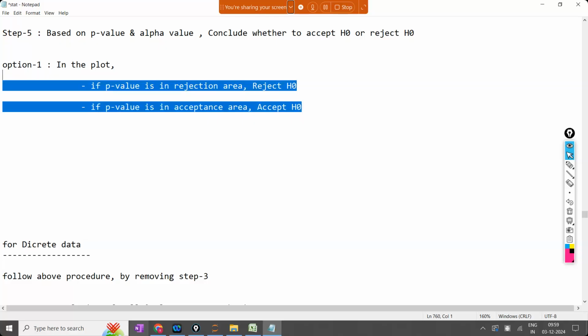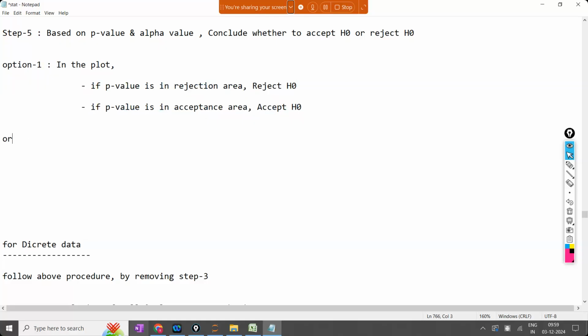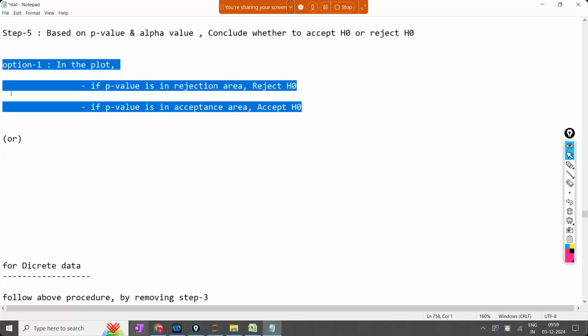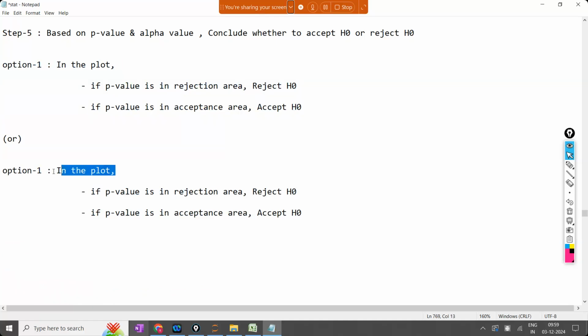Now, the second option, option number 2, is an alternative. Either this one or this one, your choice. Option number 2: no need to see the plot. Without seeing the plot, if the p-value is less than alpha, reject the null hypothesis. If the p-value is greater than alpha, then accept the null hypothesis. These are the two options.